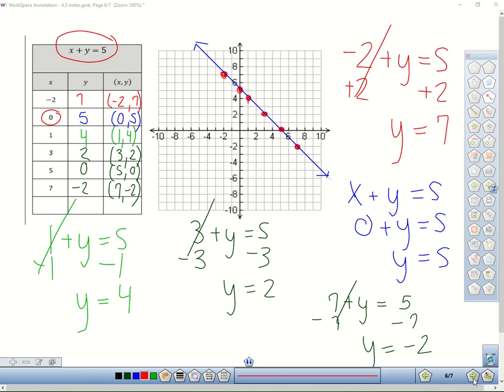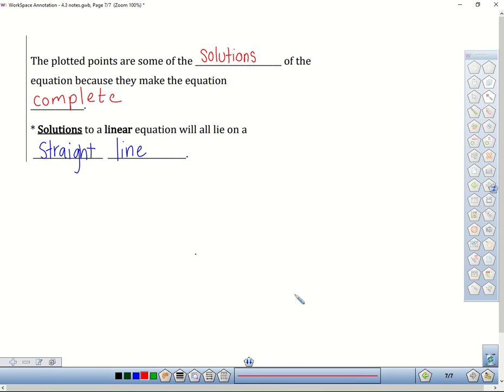Alright, moving on to the next slide. The plotted points are some of the solutions of the equation because they make the equation complete, or you can say true. Okay, they make the equation true. And all the solutions to a linear equation will lie on a straight line.